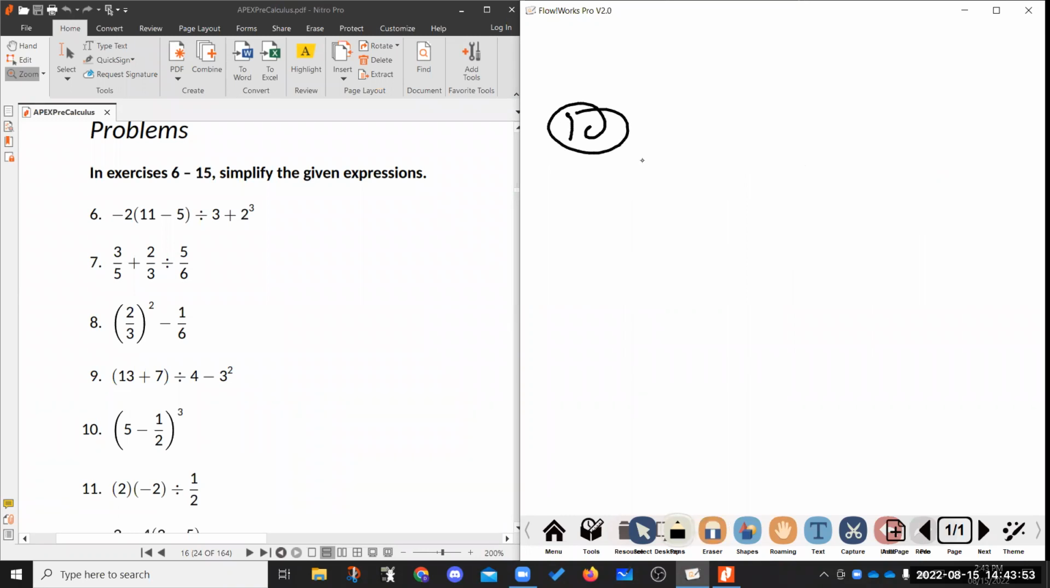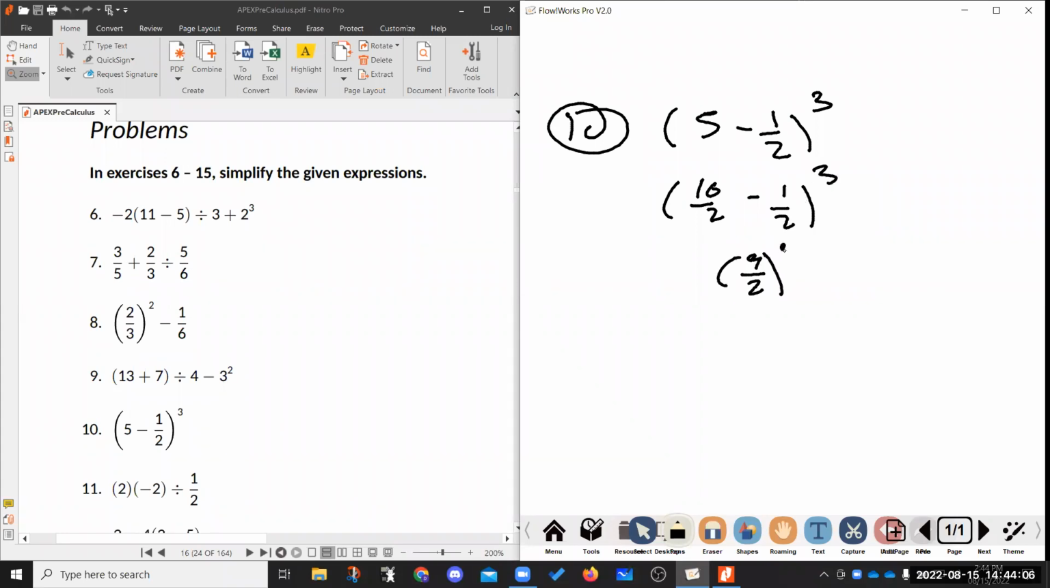Number 10 asks us what 5 minus 1/2 to the 3rd power is. It's going to be 10 halves minus 1/2 to the 3rd is 9 halves to the 3rd. When I raise a fraction to a power, the power goes on the numerator and the denominator. So this is 9 over 8. I'm just going to leave that as an improper fraction. I'll change it for you. That's going to be 1 and 1/8.